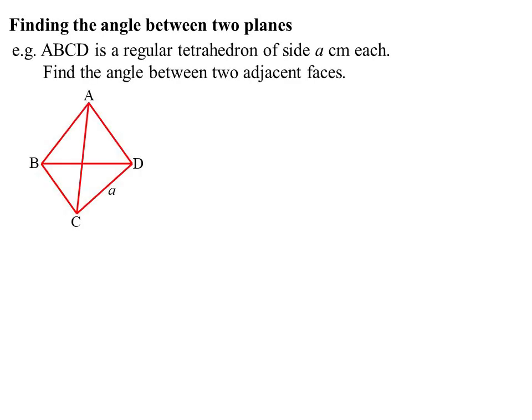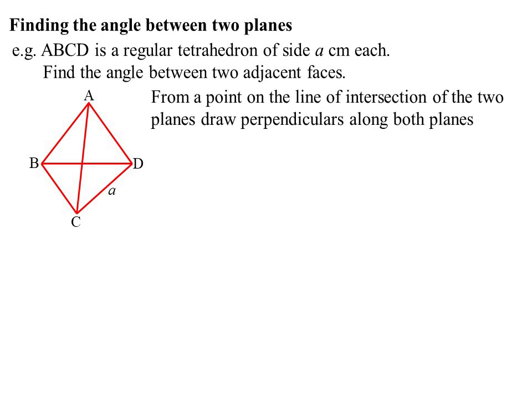Okay. The other situation we could get is actually 2 planes are meeting each other. So I've got a tetrahedron here, side length A, doesn't really matter what I call it, just all the sides are the same length. Find the angle between 2 adjacent faces. Okay, so now I need, from a point on the line of intersection of the 2 planes. Well, let's say I'm looking at the plane ABC and the plane BCD. BC would be the line of intersection of those 2 planes.